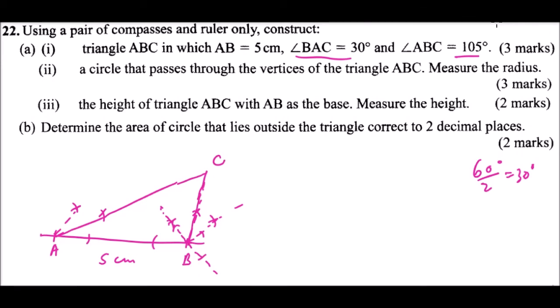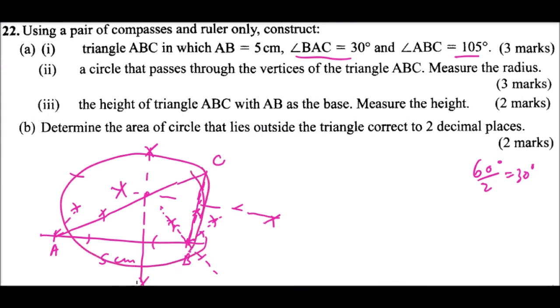Part B, a circle passes through the vertices of triangle ABC. Measure the radius. So you bisect the line AB, in two lines of the triangle. You bisect by making two marks on both sides using points A and B, and you bisect that line. You do the same to this one, you bisect BC. You come up with a point where the two lines meet. That is the center, and you draw the circle that touches the three vertices of the triangle.